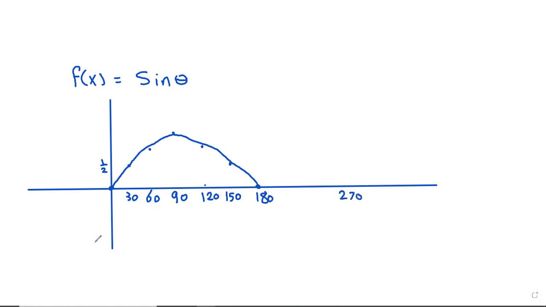And sine 270 is negative 1. So sine 90 is 1, the highest point, and the lowest point, sine 270, is negative 1 here. Okay? And you will go up, reaching sine 360, which is 0. This is the behavior of sine theta. And this function is a periodic function.